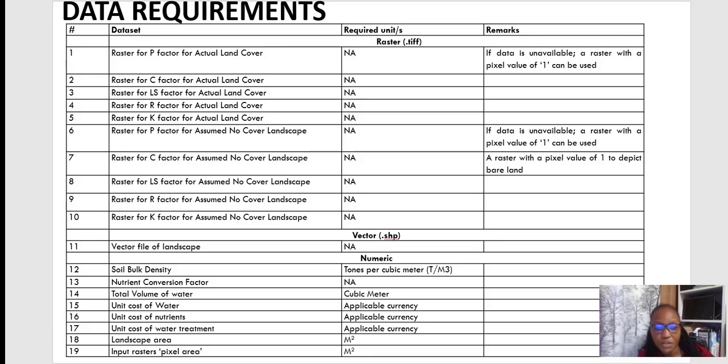You need the nutrient conversion factors so that you can convert the soil nutrients within the soil that has been lost into the nutrients that now need to be valued based on the market price. Then you need the total volume of water that could have incurred water quality issues, and the unit cost of that water in the applicable currency. You need the unit cost of the nutrients. Here we are comparing the nutrients in the soil to the fertilizers, either organic or inorganic, in the market. Then the unit cost of water treatment as a result of poor water quality, the landscape area, and finally the input raster pixel areas.